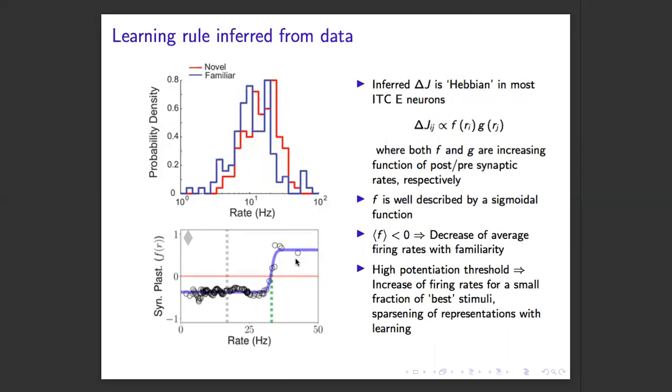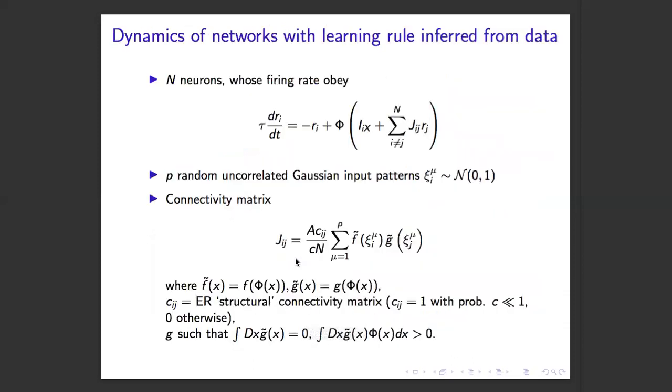All right, so the next question then was what kind of dynamics have networks with such learning rules? So we have a learning rule that's inferred from data now, and we can now investigate how this will affect the dynamics of the network. So let's write again the equations of the model. So we have this simple firing rate model, which is described by this equation. Now let's explain how the connectivity matrix is built.